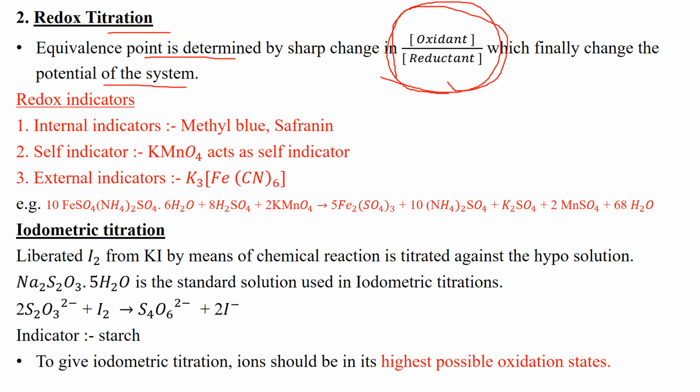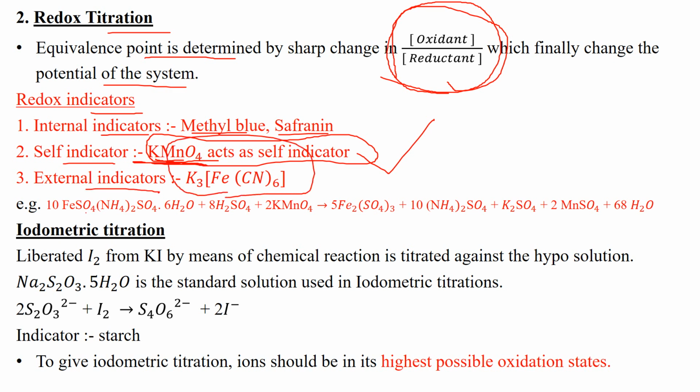And here are different examples of redox indicators. Internal indicators: methylene blue and safranin. Self indicator: potassium permanganate acts as the self indicator. We have to know this. This is very important. In the titrations between potassium permanganate and oxalic acid or Mohr's salt, we could not use any type of indicator, because potassium permanganate itself acts as the self indicator because it is pink in color. And the external indicator is potassium ferricyanide.